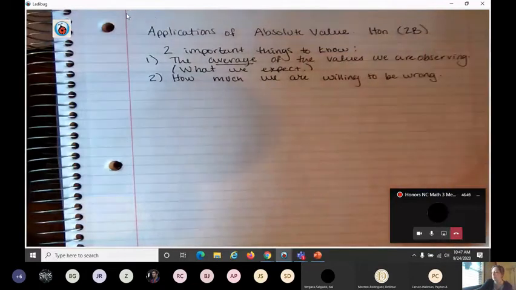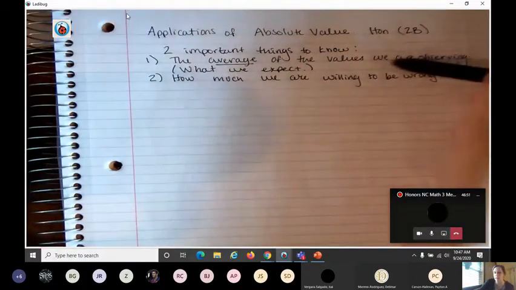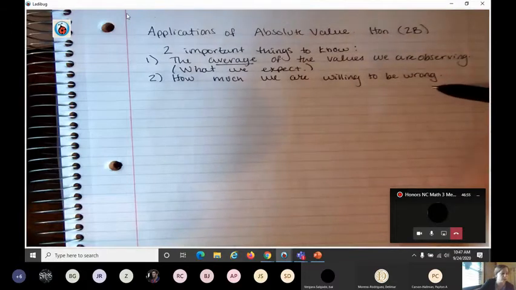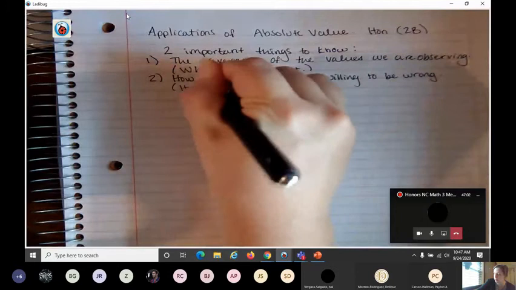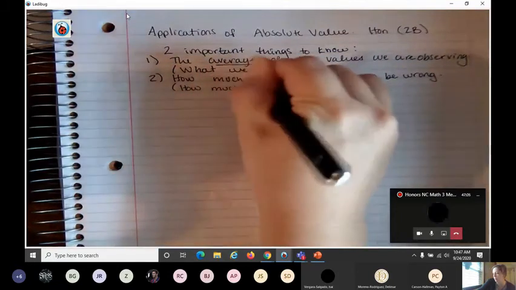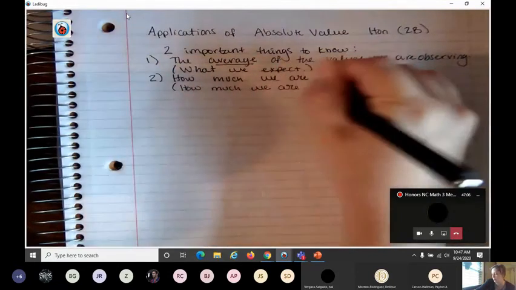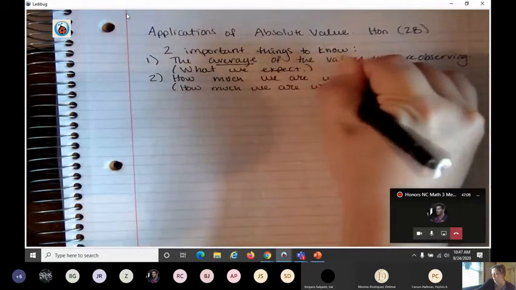Okay, so this is what we want to be, the first important thing. The second thing is how much we're willing to be wrong, how much we're willing to vary. I'm going to write that as well: how much we are willing to vary.